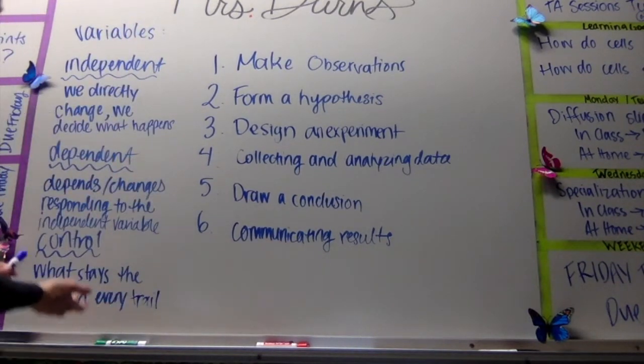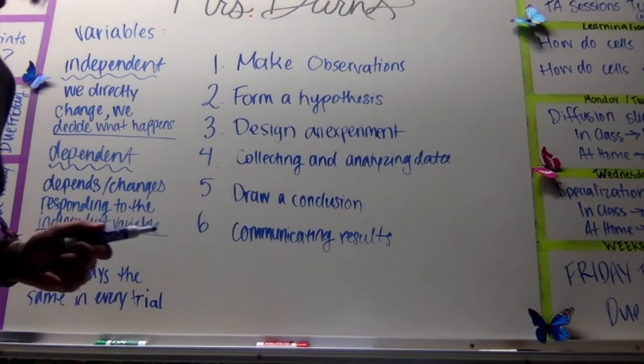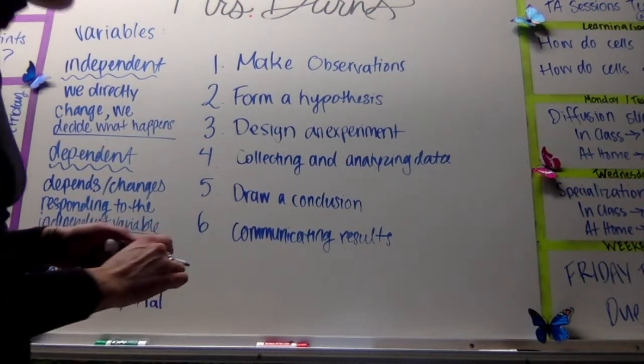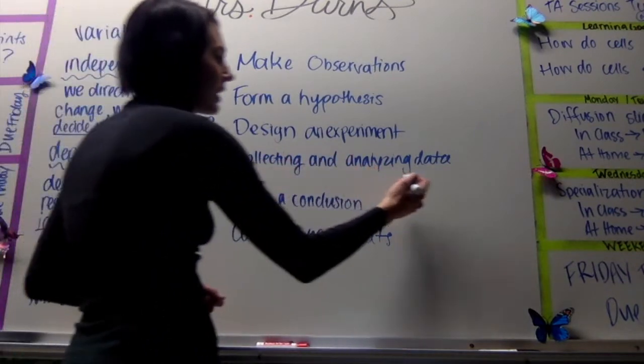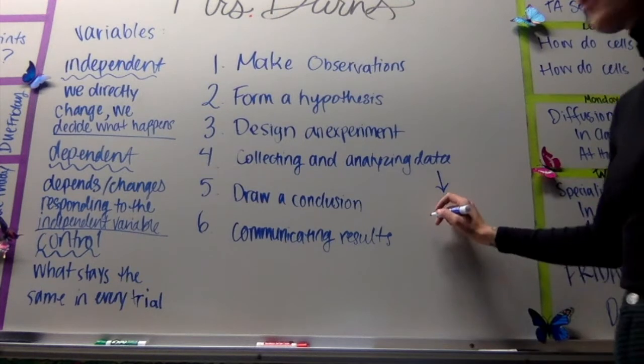That's the whole point of having then the control, because then that helps you know that the results that you see aren't because of all these extra things, they're just because of the independent variable. So that control, once again, is what stays the same in every trial. And then let's see, for the last 2 questions here, I ask about quantitative and qualitative data. And so if you're collecting and analyzing data, that's where we'll have those 2 forms, qualitative or quantitative.